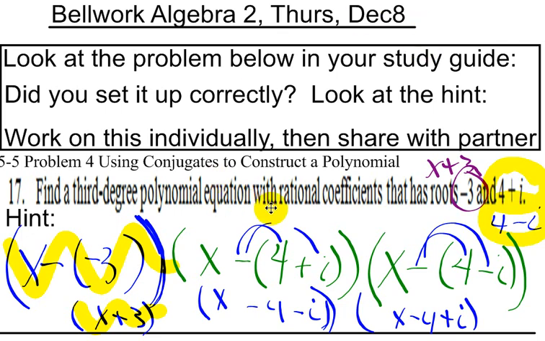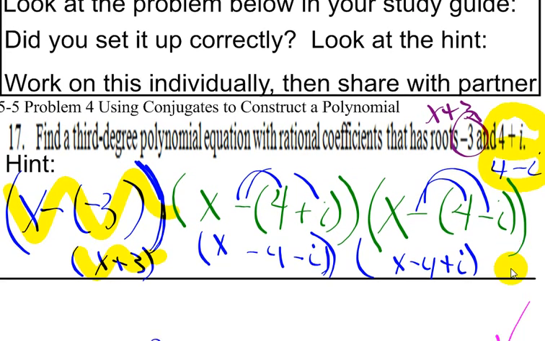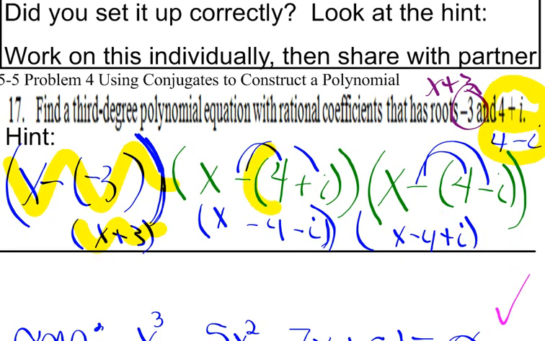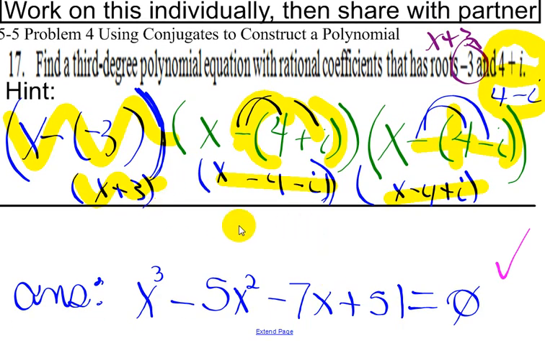So you're going to have x minus 4 plus i and x minus 4 minus i. And notice that I kept them in parentheses. Now, clear your parentheses by distributing the negative sign to both of those terms, minus 4 minus i, and then x. This is going to be negative 4 plus i. So now we've got our terms.